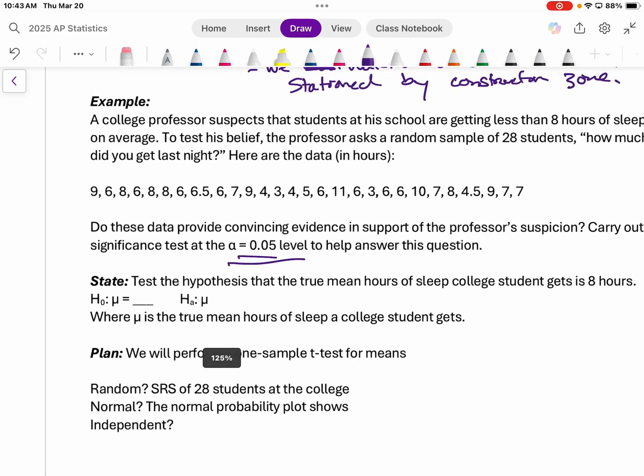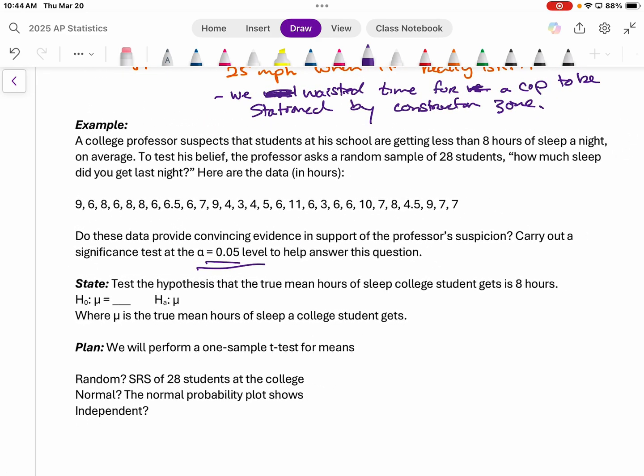So again, as we look at this, less than 8 hours, I'm going to underline that. I'm going to underline random sample so I can pick that stuff out real quick. So my H0 is mu equals 8 hours. My Ha is mu is less than 8 hours, where mu is the true mean hours of sleep a college student gets. We will perform a one sample T test for means if conditions are met.